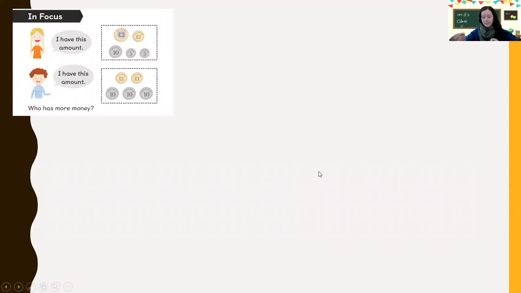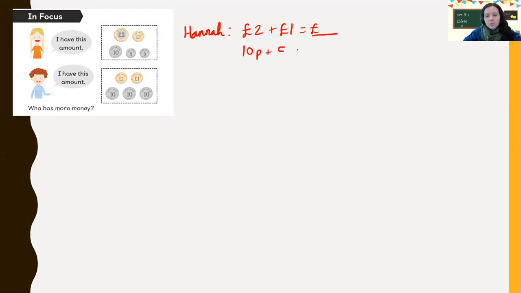Okay, so let's see, what do we need to do here? Hannah, first of all, has. Now I'm going to do the pounds and then the pence separately. You could work this out using a number line like we did last week, or maybe by this point you can do it just like this, because we're working with quite small numbers. Now the pence. And then you can put that together to say how much she has.